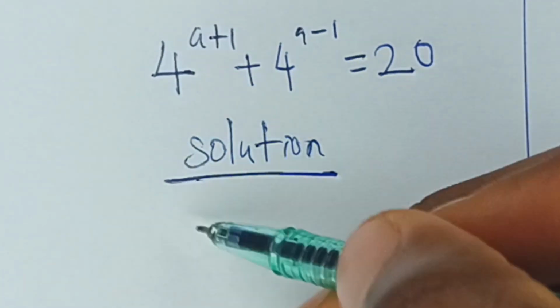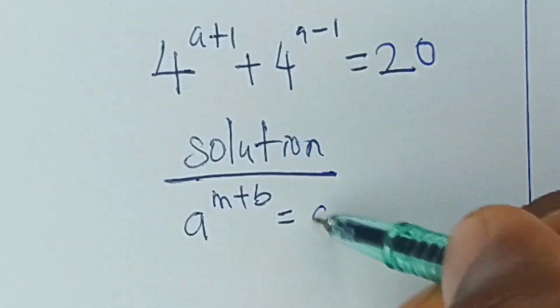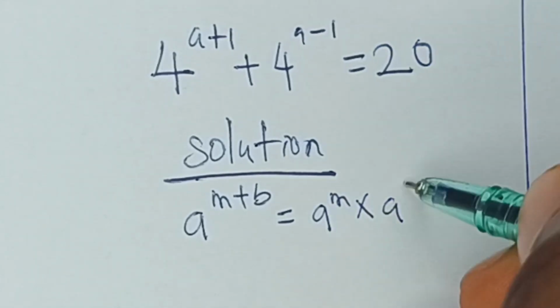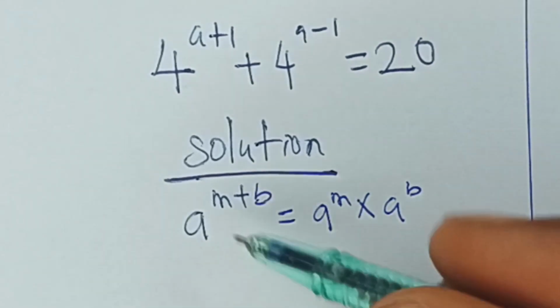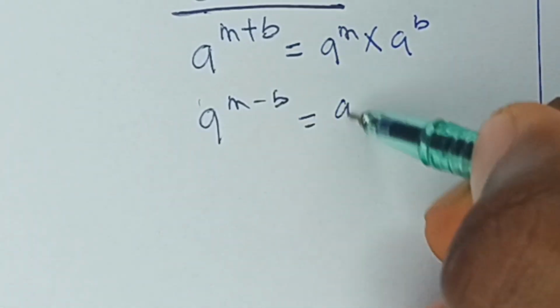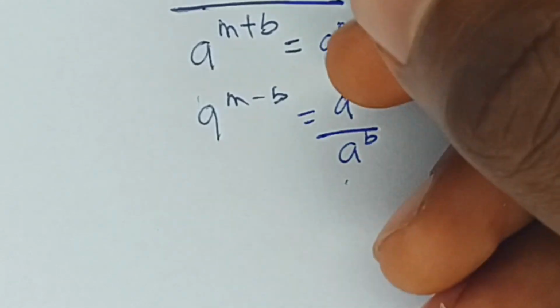If you want to solve this, you can say that a raised to power m plus b is equal to a raised to power m times a raised to power b. And also a raised to power m minus b is equal to a raised to power m divided by a raised to power b. Let's apply this knowledge here.